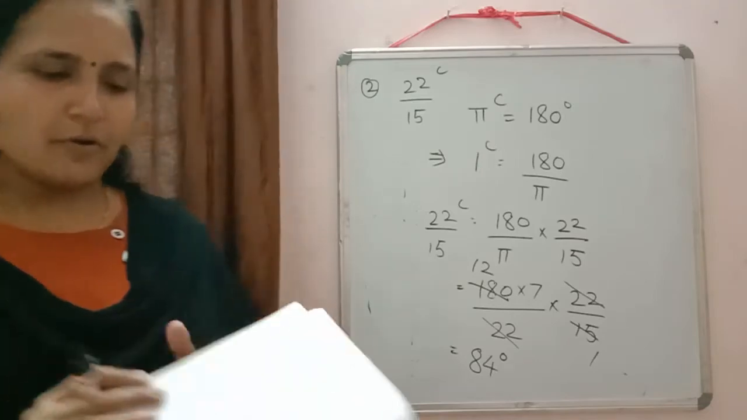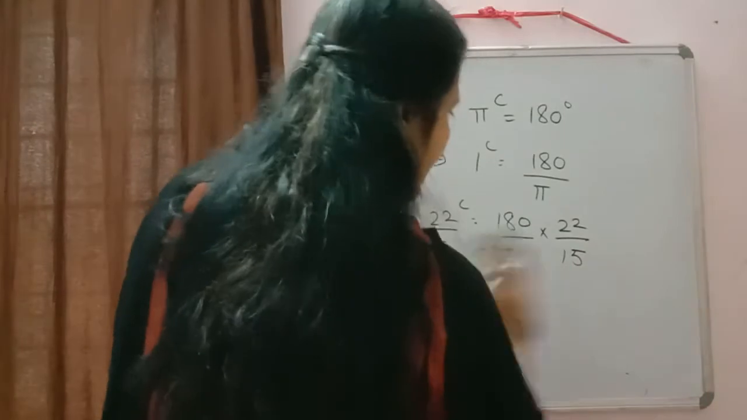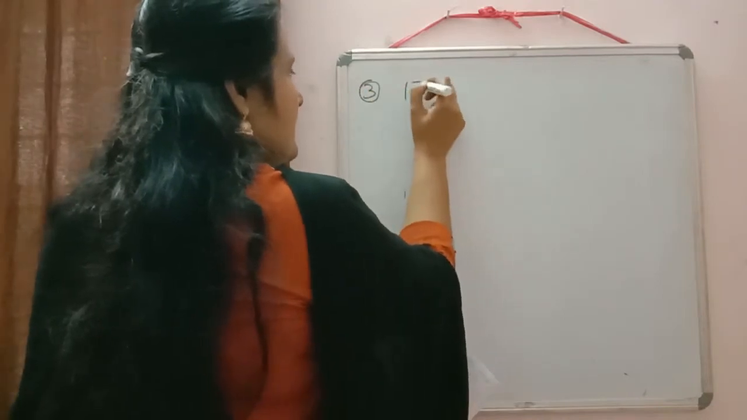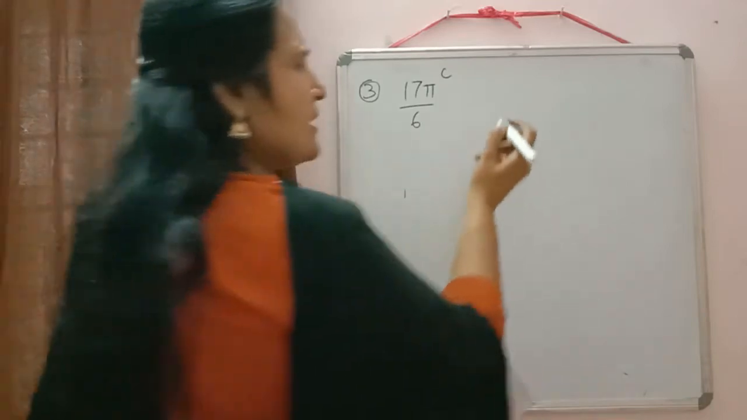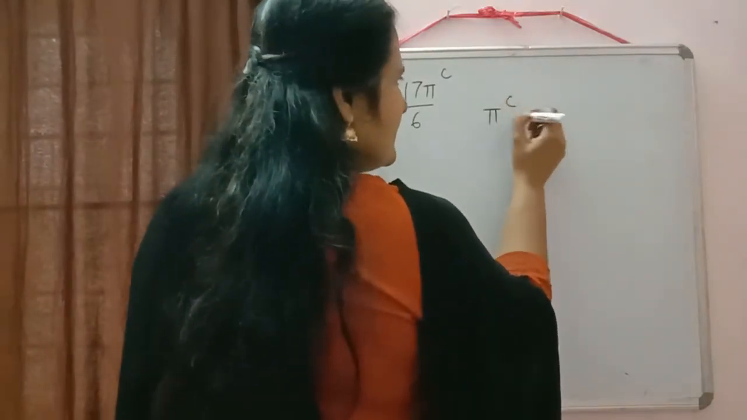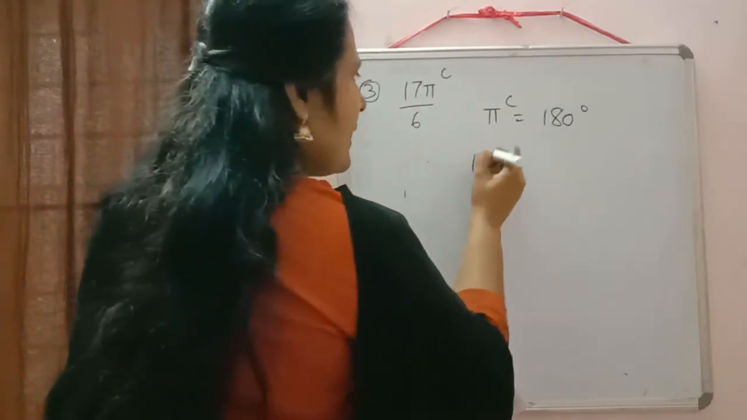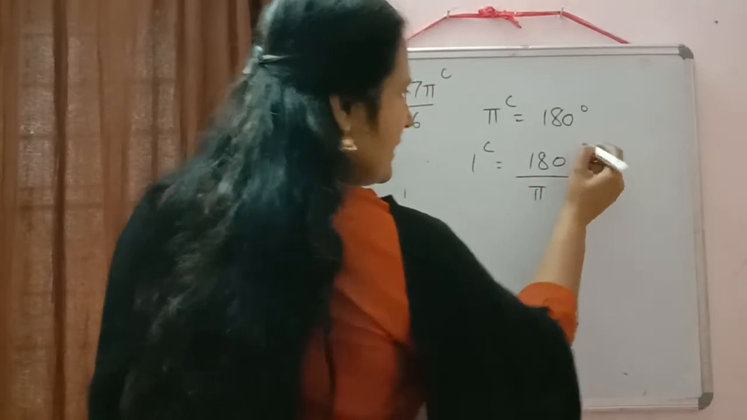Okay, one more question we will do. Write down 17 pi by 6. Question number 3: 17 pi by 6 radian. Again, write down the relation: pi radian is equal to 180 degree. Therefore, 1 radian will be equal to 180 by pi degree.